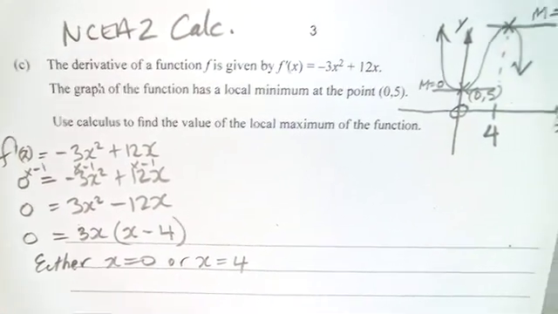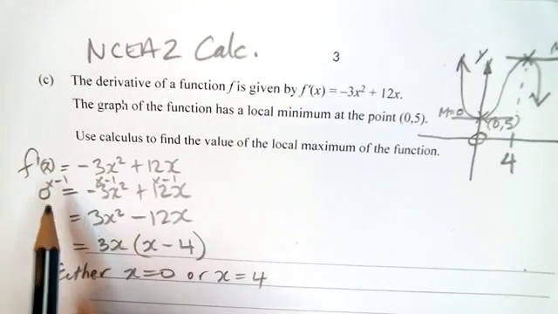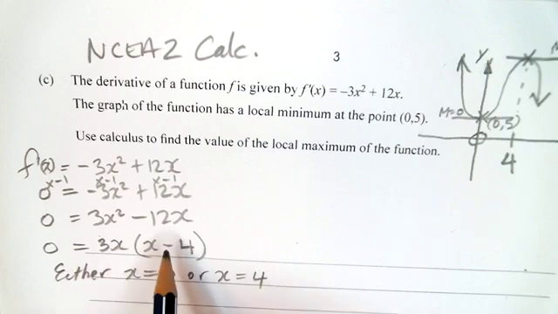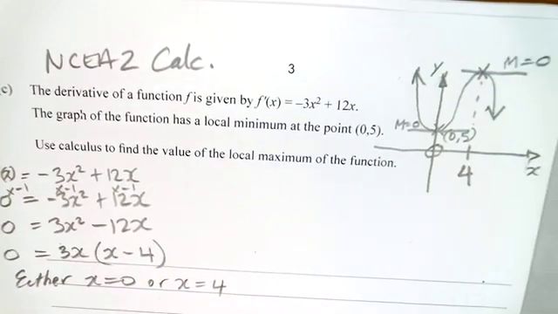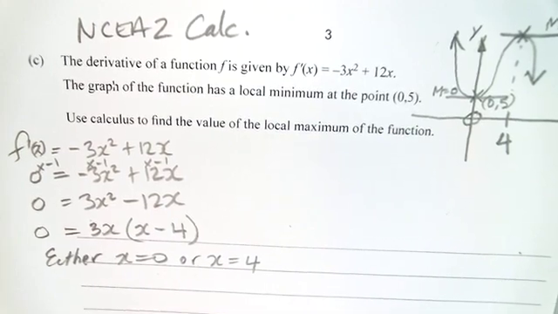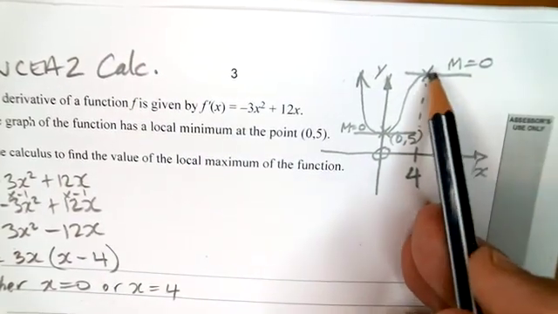The only difference, by the way, to find those is if we found the second differential, we would be able to determine algebraically which was a maximum or minimum by inserting the values in here into the second differential. And if it came out positive, then it would be a minimum. If it came out negative, it would be a maximum. But we're not asked to do that. We're not concerned with that. We're just concerned with finding the coordinate of this point here.